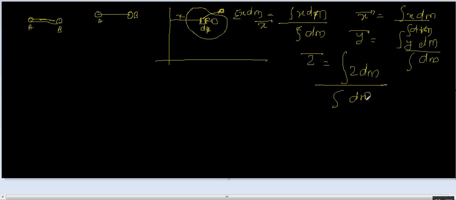Now we are going to find the center of mass of some simple geometry. First we will try to find the center of mass of a rod.